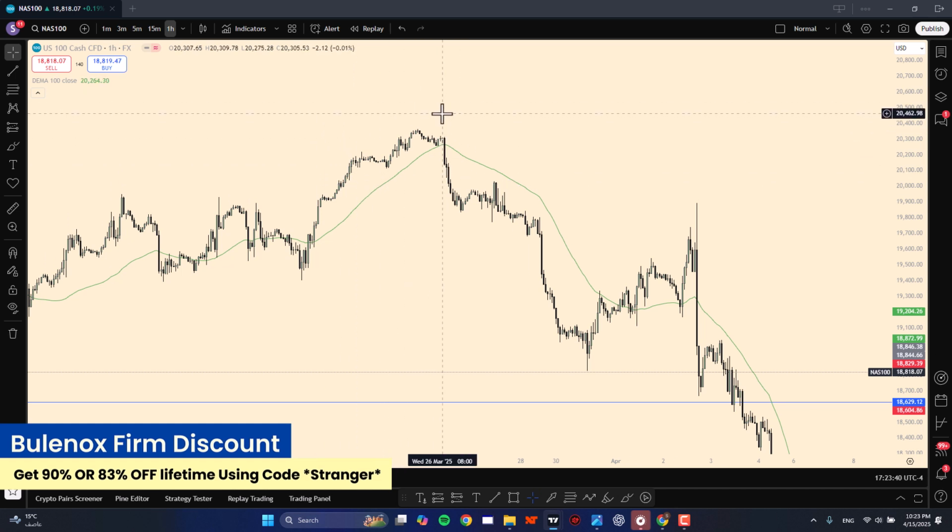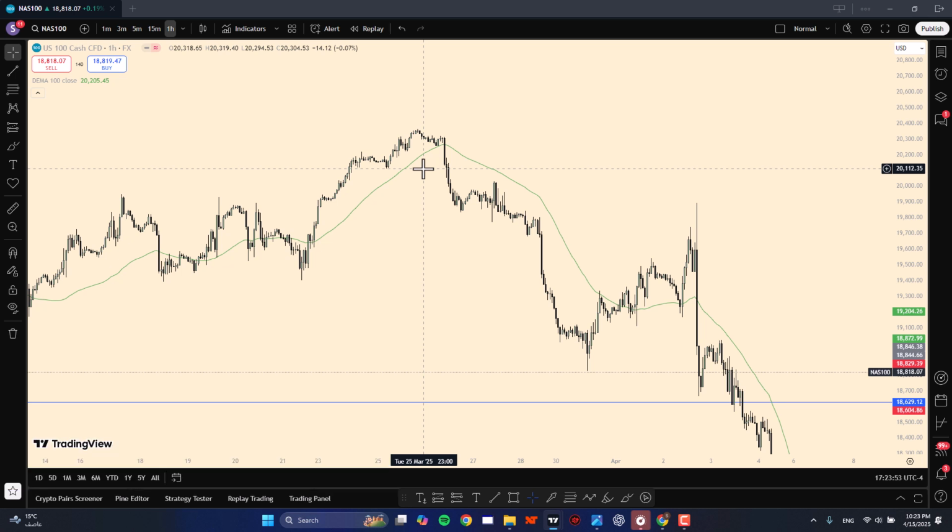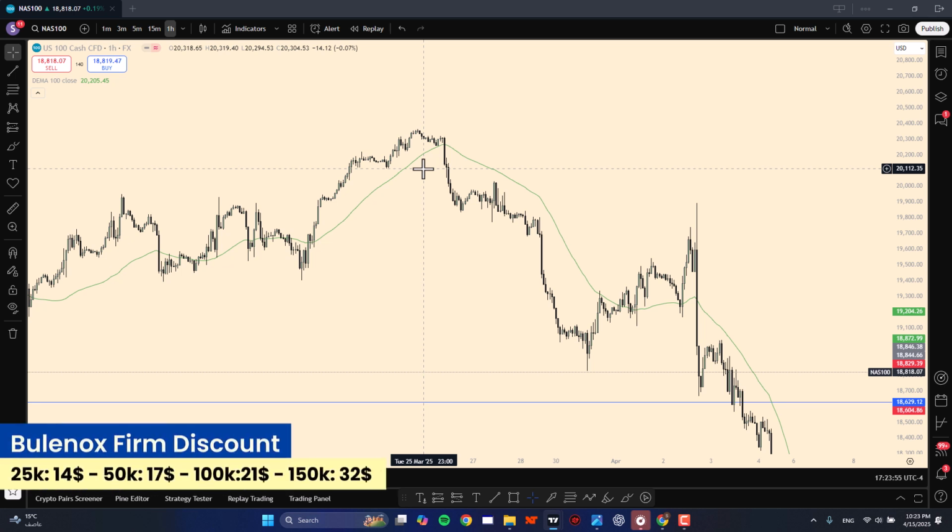I use it only on my higher time frame, and I don't base my trade ideas on it. That means I don't take trades based on the EMA. That's not how I use it. I use it to filter out trades, to validate trades on the lower time frame.